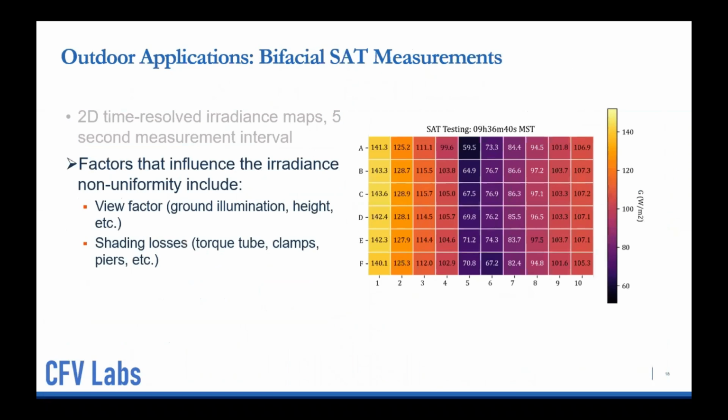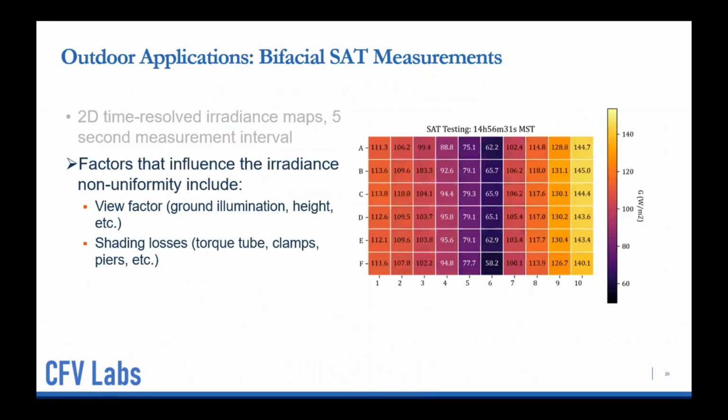And so some of the factors here, here's a heat map, that influence the irradiance are the view factor, which is ground illumination, height above the ground, shading losses, torque tube, and the clamps. So moving through a couple plots here, this is basically 9:30 in the morning. You can see that at different tracker positions, the uniformity changes during the test. So this is within what most people should expect to be seen. It's really interesting to actually see it borne out in real time 2D data. So we thought this was pretty exciting.